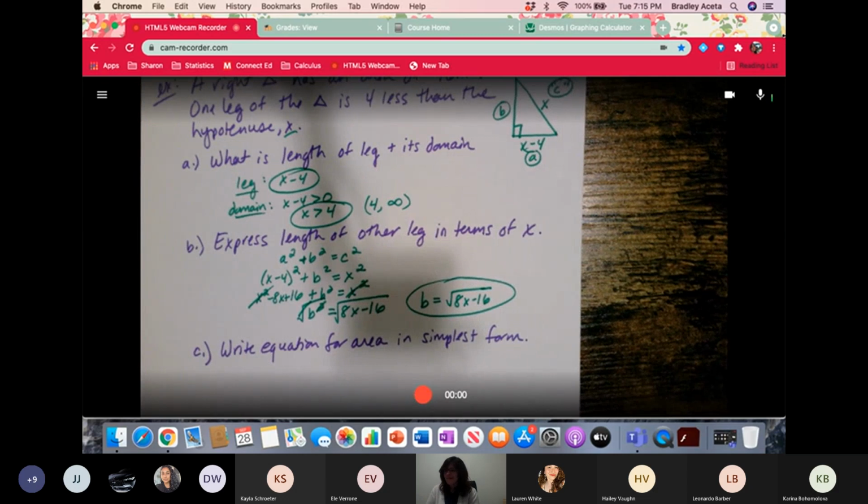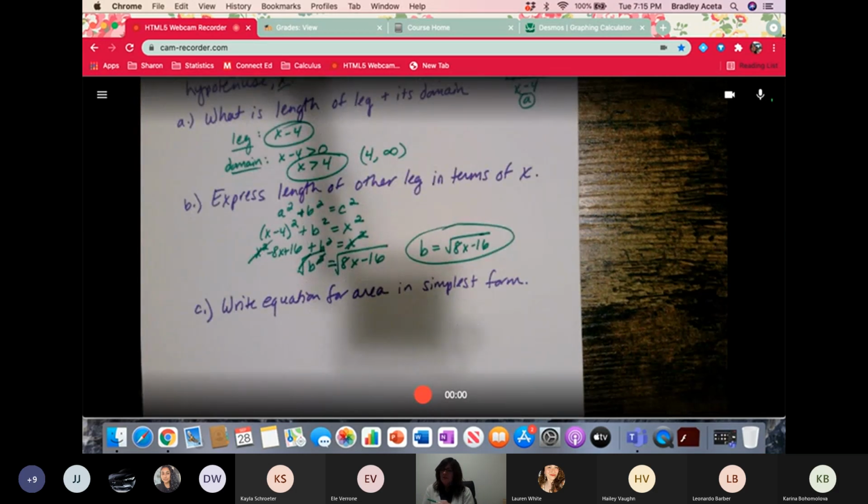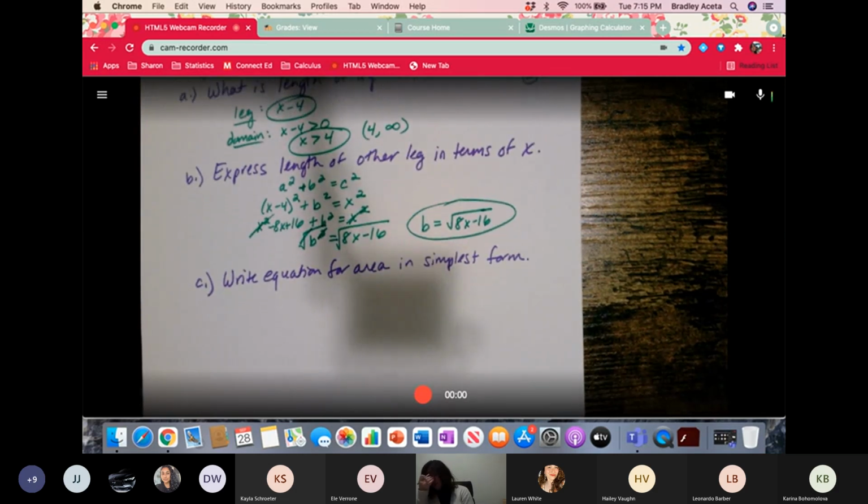Now, let's find the equation for the area. This is where it gets super fun. If you know the formula for area of a triangle, it's pretty easy. It's half times base times height.